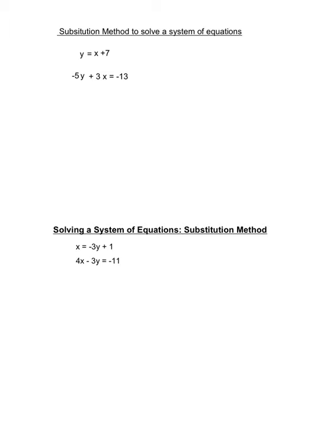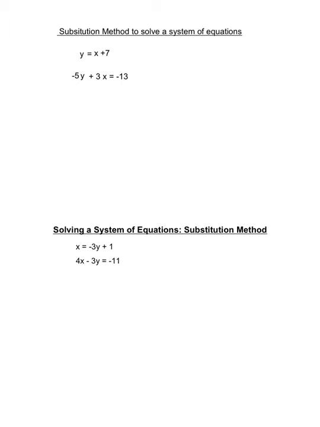We're going to look at the substitution method as a way of solving a system of equations. As a reminder, the word system of equations just means there's two equations and we're going to try to solve to figure out when they have the same exact point or coordinate. It's called the point of intersection, where the two lines are the same.